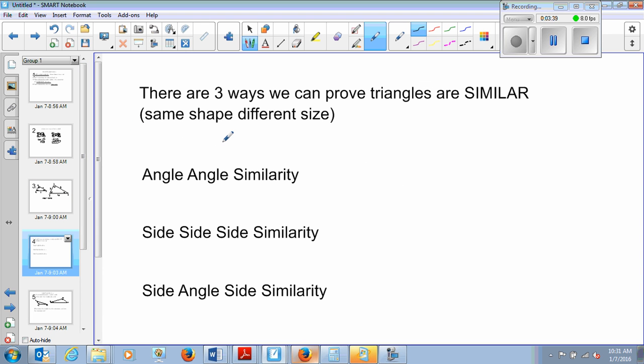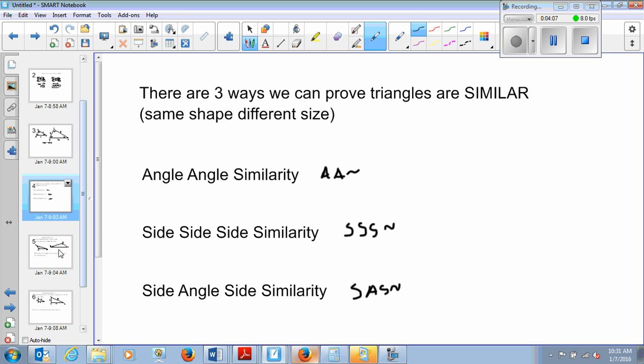There's 3 different ways that triangles can be similar, meaning they have the same shape, but they're different sizes. We have angle-angle similarity, which we abbreviate AA with the similarity sign. We have side-side-side similarity that's abbreviated SSS with a similarity sign. And then we have side-angle-side, which we abbreviate SAS similarity. And those are the ways that triangles can be similar to each other, or we can prove that triangles are similar to each other. Let me show you what I mean.